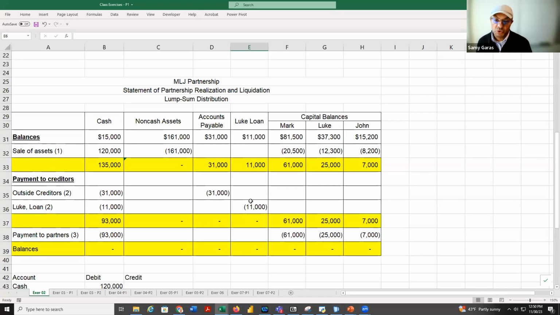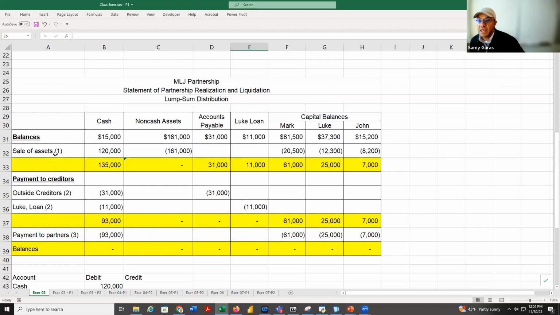The creditor should go first, and then Luke should go second. And then we subtract 135 minus 31 minus 11, we get the new cash balance of 93. The liability and the loan will become 0. The capital balance will be the same. Then we take the 93 and divide it among the 3 partners, so everything will be 0.